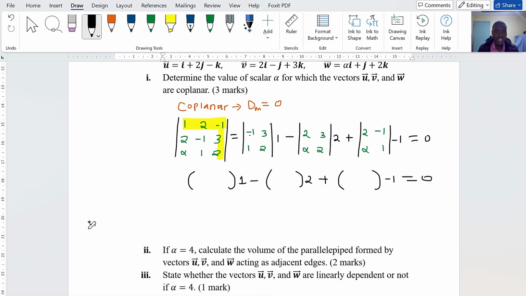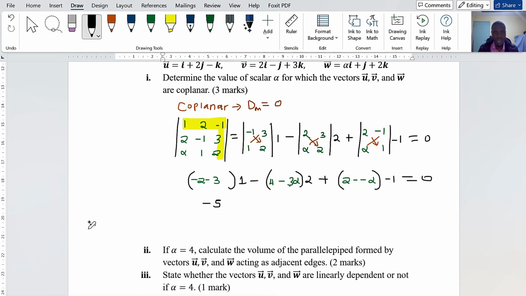Now let's see. Product of the main diagonal minus the other diagonal. So when we do that, what do we get? -1 times 2 is -2, minus 3. Then 2 times 2 is 4, minus 3 alpha. Now 2 times 1 is 2, minus alpha. So when we do our I here, we get -5 times 1 is -5.